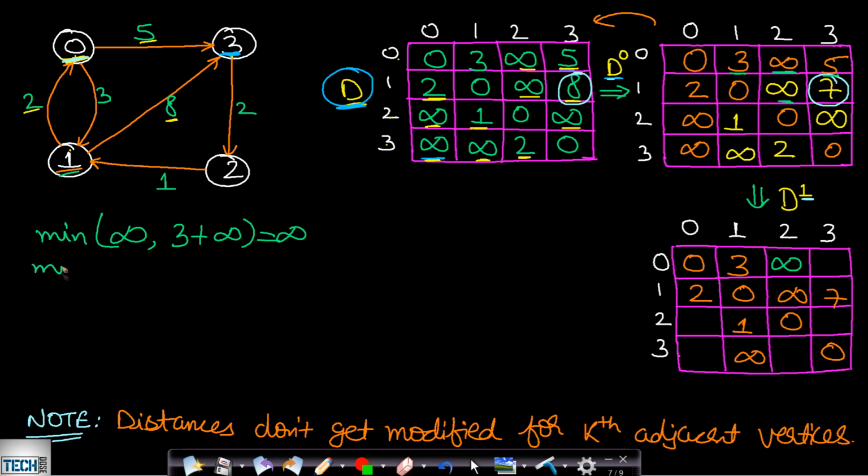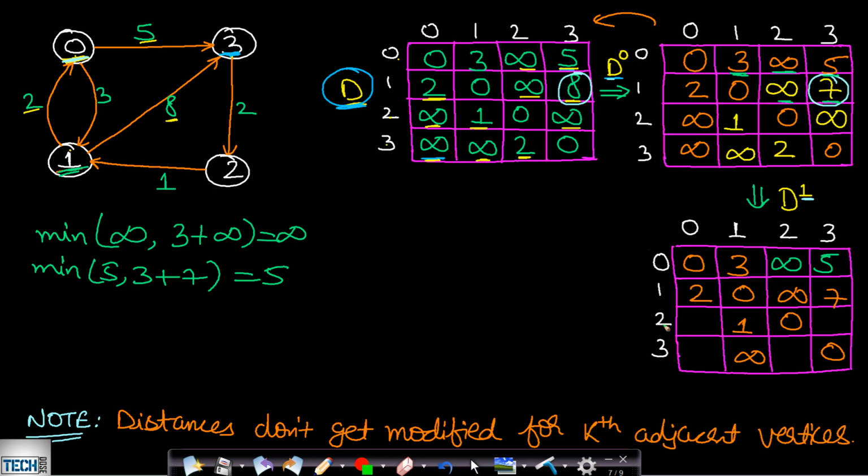So this will be minimum of 5 comma. Now we are including this 1. So it will be from 0 to 1 and from 1 to 3. So 0 to 1 distance is 3 and 1 to 3 distance is 7. So this will remain as 5. Okay, so I will write here 5.